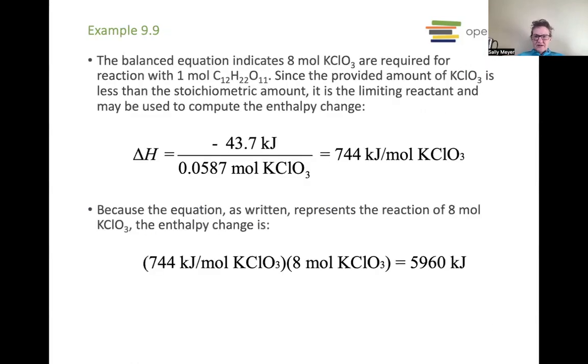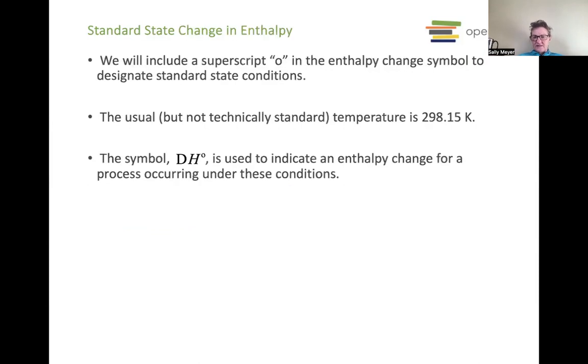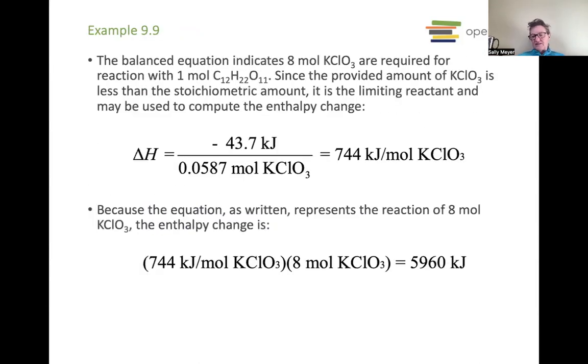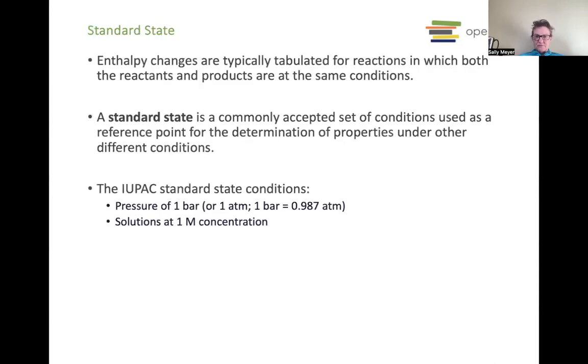So they should have that written as negative. If you were then to complete that, yeah, they don't complete it. If you were to complete the thermochemical equation, you'd put negative 5,960 kilojoules next to this reaction as the delta H.